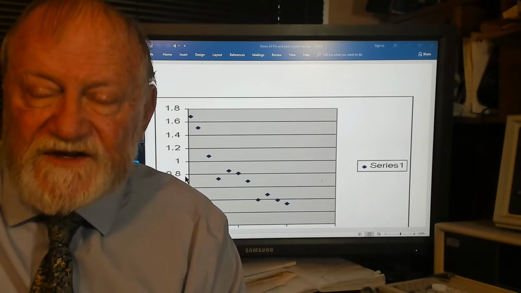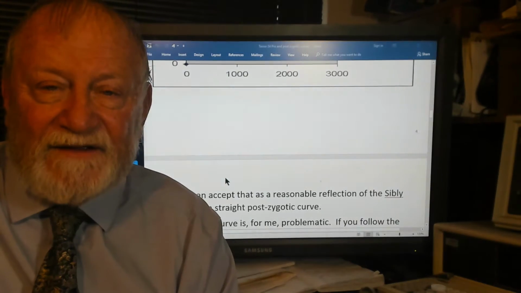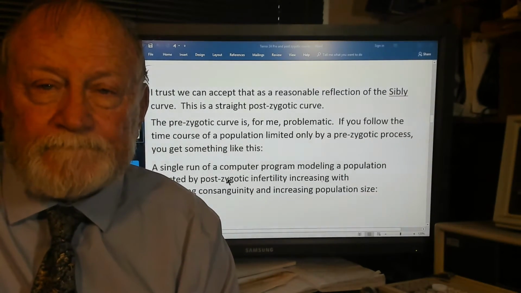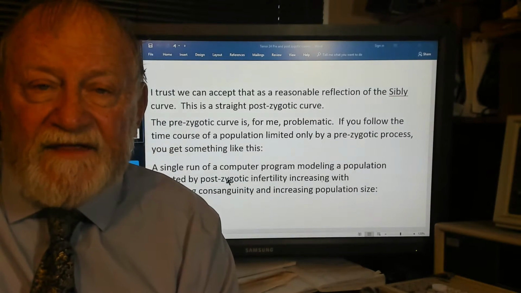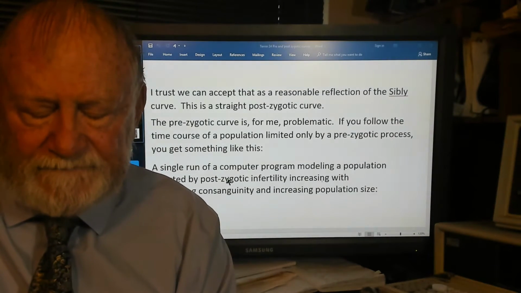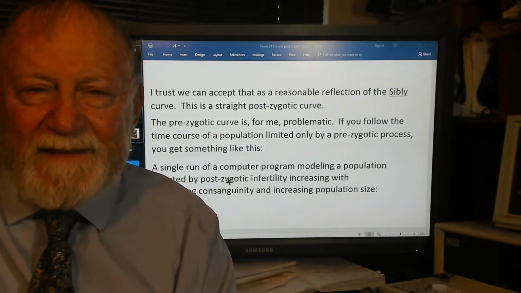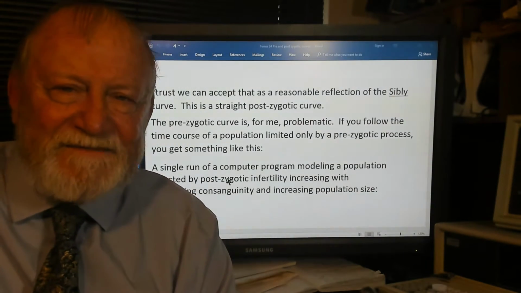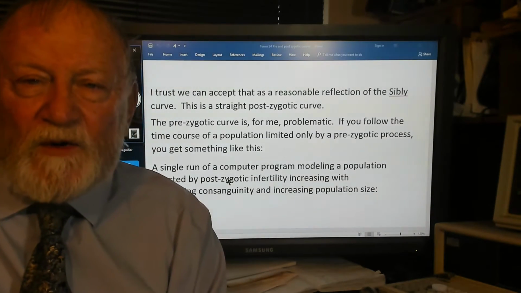Post-zygotic, you've seen the source code. If you don't like it, thank you. Please go make it better. And that is a straight post-zygotic curve. Right? The pre-zygotic curve for me is problematic. It's difficult. I look at the post-zygotic curve and I say, yep, that's all we need. There's your Sibley curve. Who could ask for more?